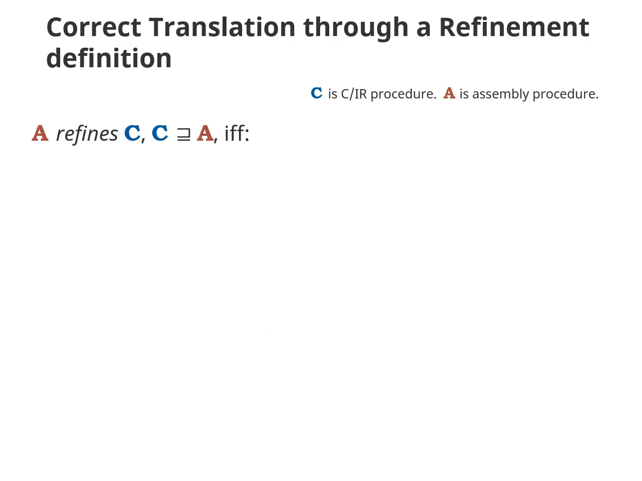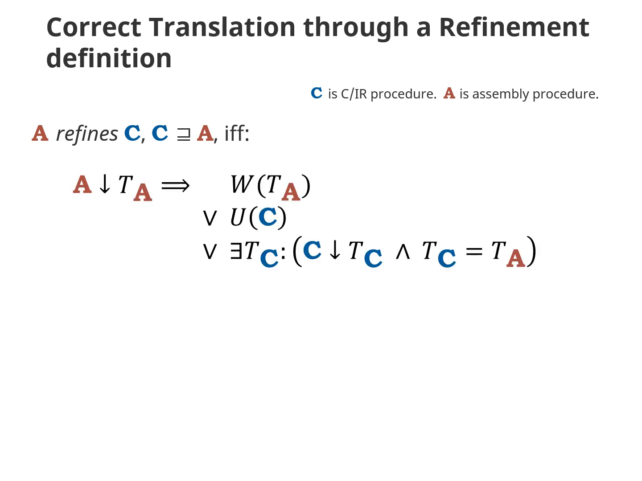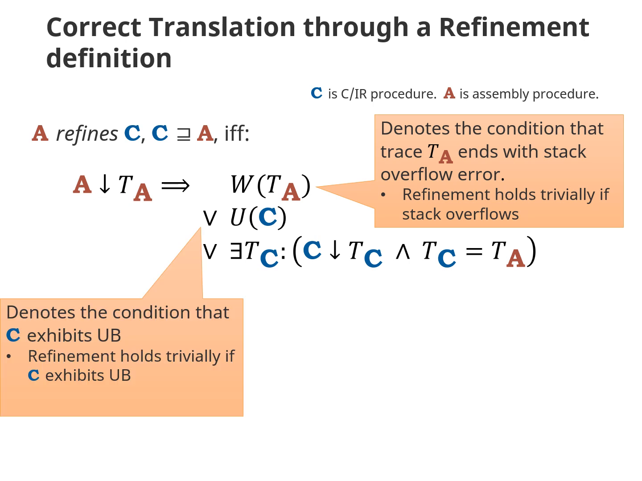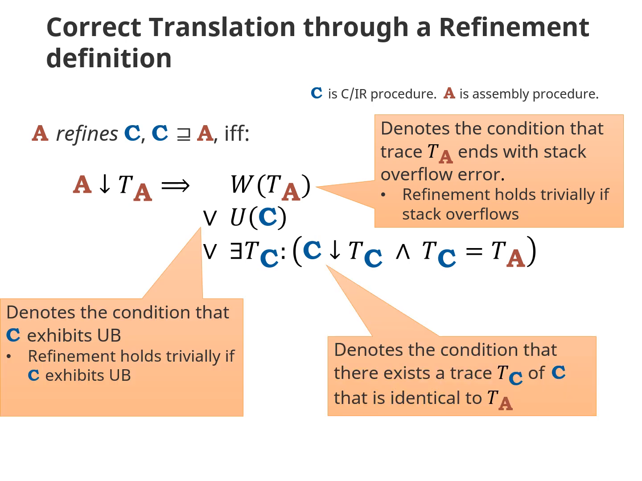We define correct translation through a refinement definition. A refines C, or C is refined by A, if and only if, whenever A executes with trace T sub A, then either T sub A indicates a termination due to stack overflow, or an execution of C exhibits UB, or there exists a trace T sub C such that C executes with T sub C and T sub C is identical to T sub A.